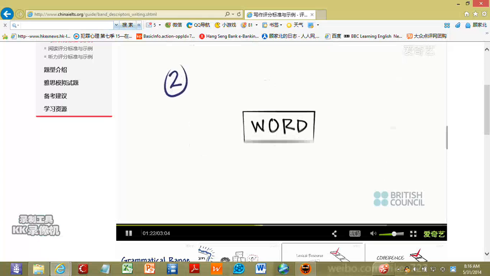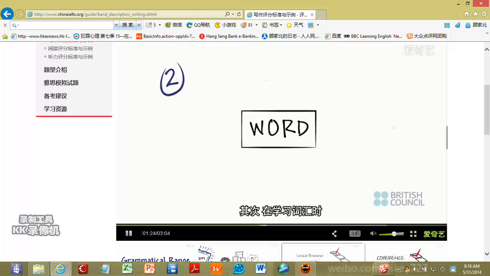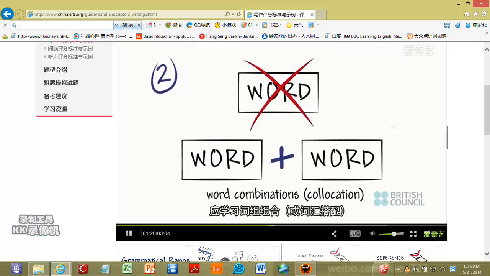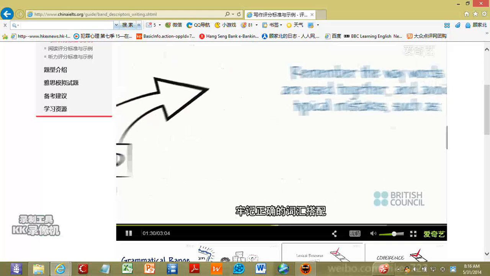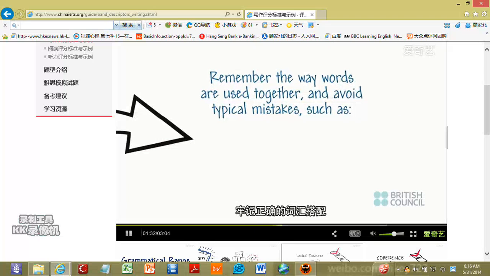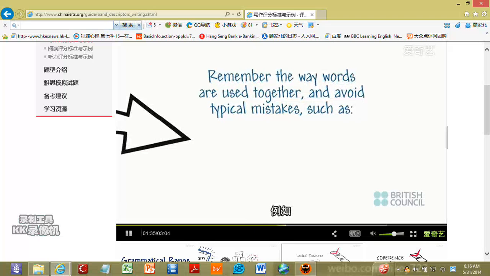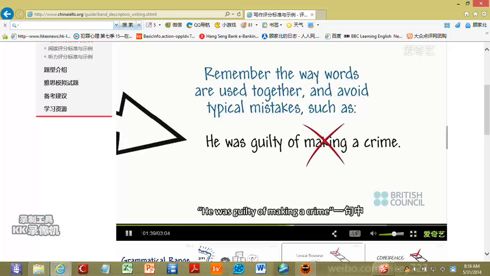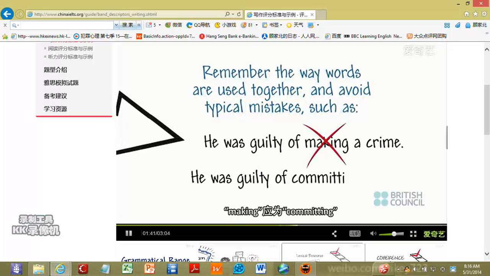2. Also, when you are learning vocabulary, don't learn one word at a time. Learn word combinations, or collocation. Remember the way words are used together, and avoid typical mistakes such as, he was guilty of making a crime, he was guilty of committing a crime.